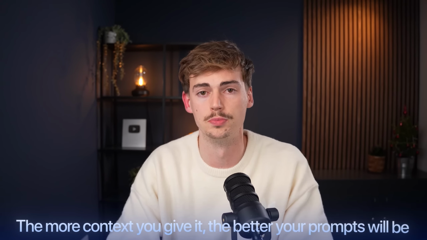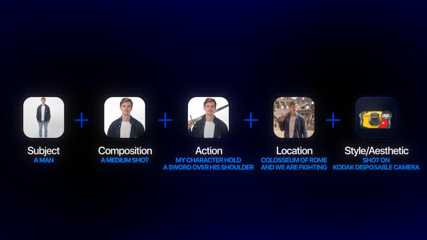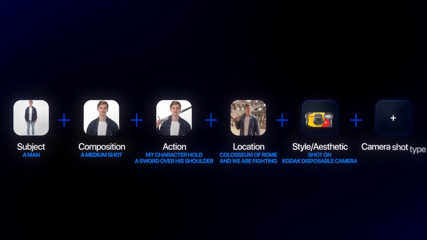Now, you can switch these things around. It doesn't have to be in this exact order, but keep in mind, the more context you give it, the better your prompts will be. It is also a good exercise to give the AI exactly what you want to have seen in the image. For generating AI videos, you can use this exact formula too. I would just add in the camera shot type. So this could be a panning shot, it could be camera zooming in, camera moving down, whatever you want to have happen with the camera.